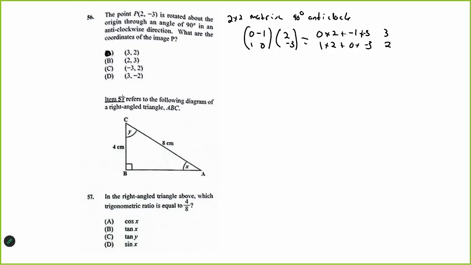Right? Item 57 refers to the following diagram of a right-angled triangle. Which of the trigonometric ratios is 4/8? If this is your hypotenuse, you want something over your hypotenuse. We know it is SOH CAH TOA. Sine is opposite over hypotenuse, and cosine is adjacent over hypotenuse. It will not be tan because we have 8 here. So this will be out of the question.